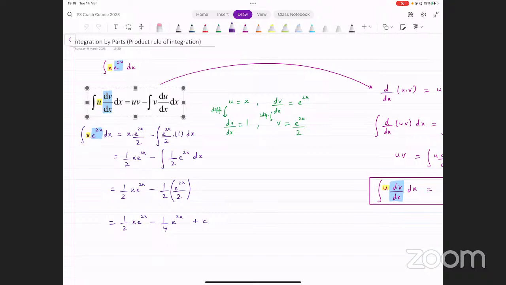Now there's one method for integration that we haven't yet discussed, and that's the last one that we have in our syllabus, and that's called substitution. That is what we will be doing today.